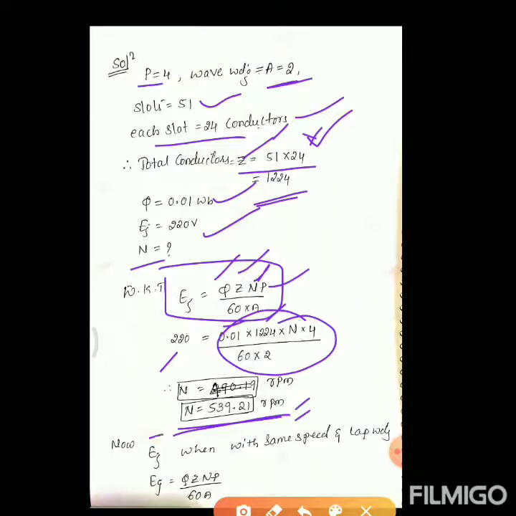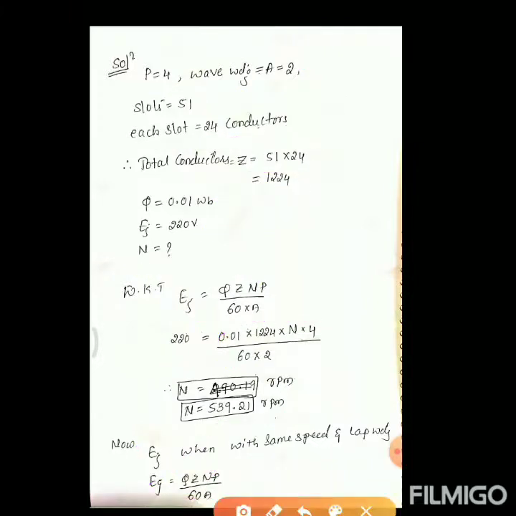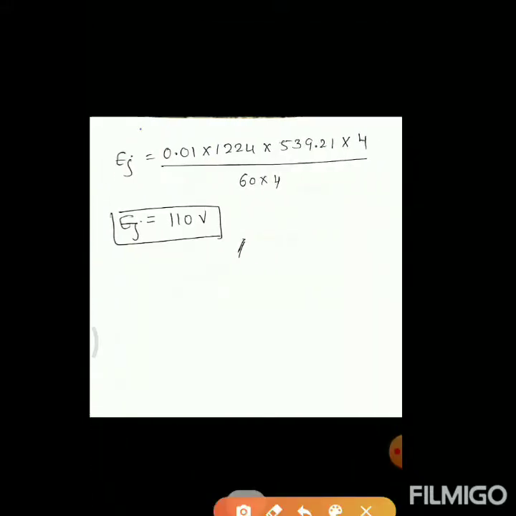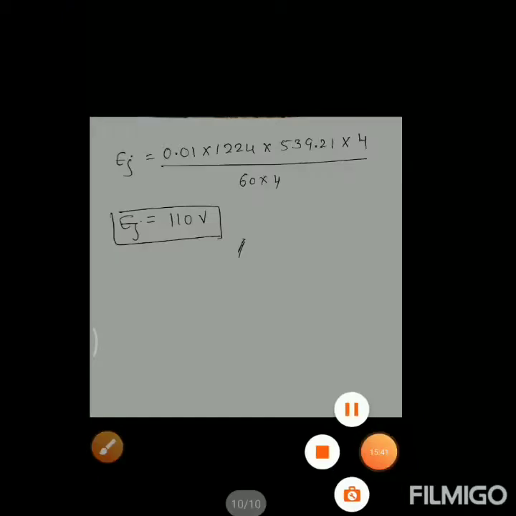Now we need to calculate the EMF induced with the same speed when the winding is lap winding. We know this formula, E = φZNP/60A, and E we need to calculate. Here φ they have given, Z we also know, N you have calculated, P they have given, and A is now, for lap winding, equal to P. If you substitute all the values, you get E equal to 110 volts. I hope you understood this. Thank you.